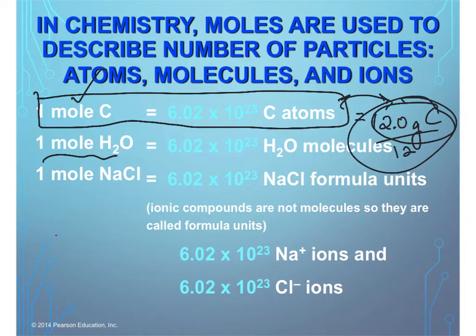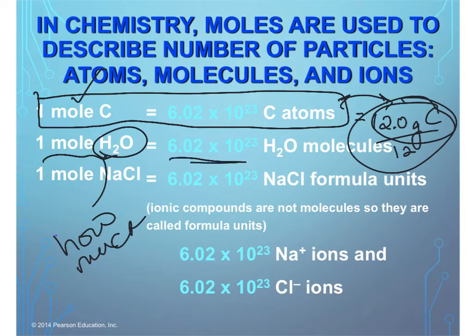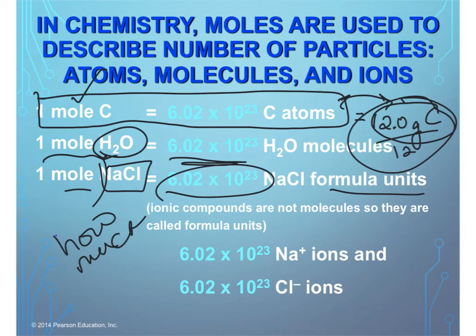So from now on, when you talk about moles, again, it's a counting number. It tells us how much, okay? So if you have a mole of water molecules, you have this many water molecules. If you have a mole of NaCl formula units, you may remember ionic compounds are referred to as formula units and not molecules, you have this many formula units.